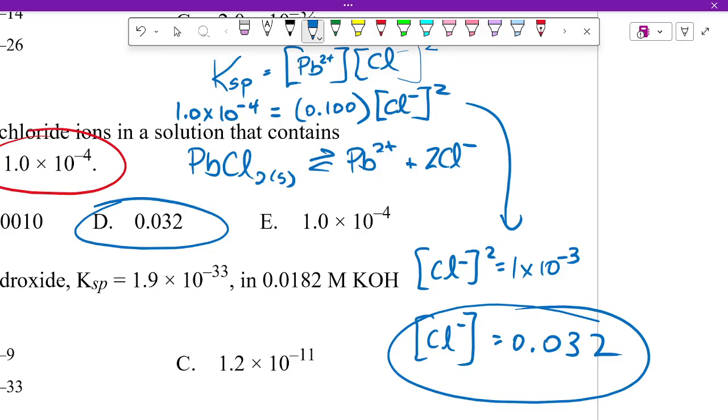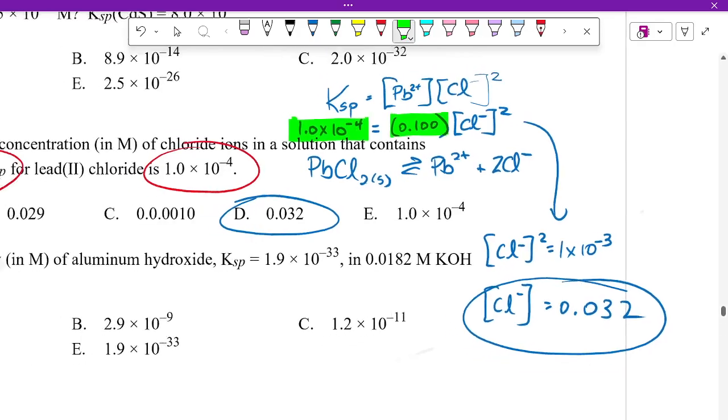Oh, so I took my KSP value here. I took the lead that was given in the question. Yeah, all of that came from the question. And then we just solved for chloride squared, 1 times 10 to the negative 4 divided by 0.1. Yeah? Cool.